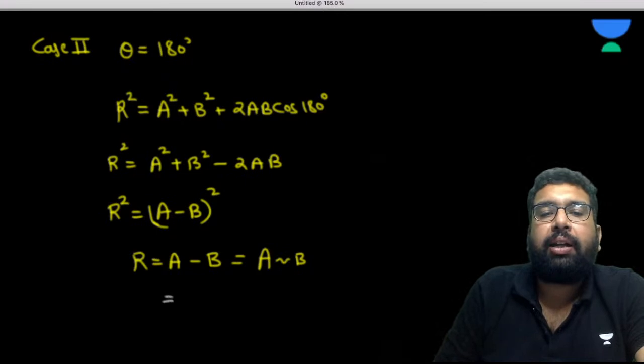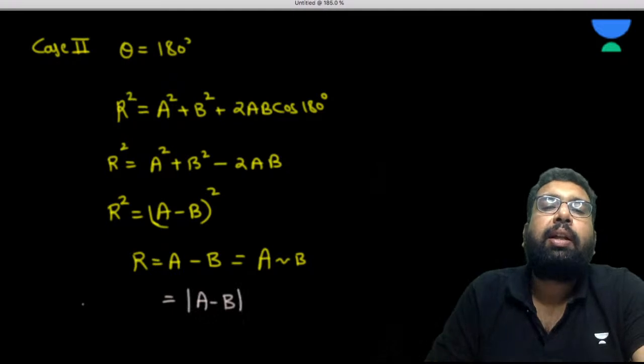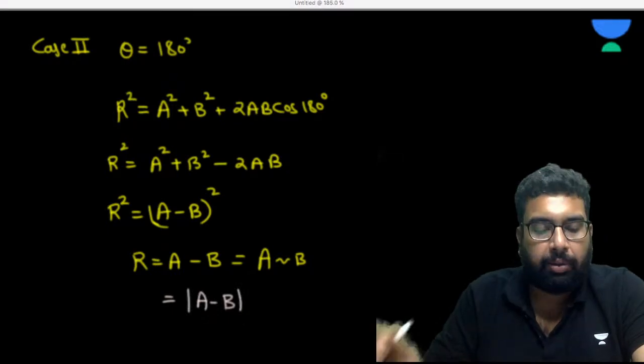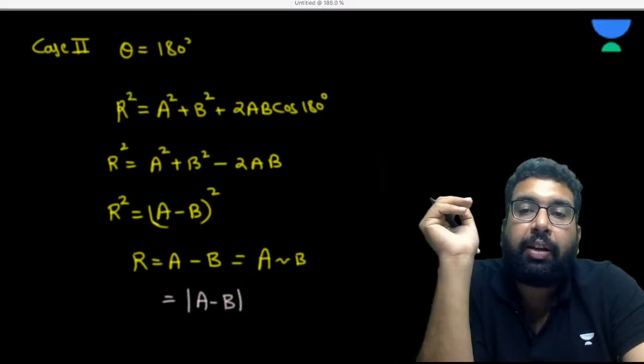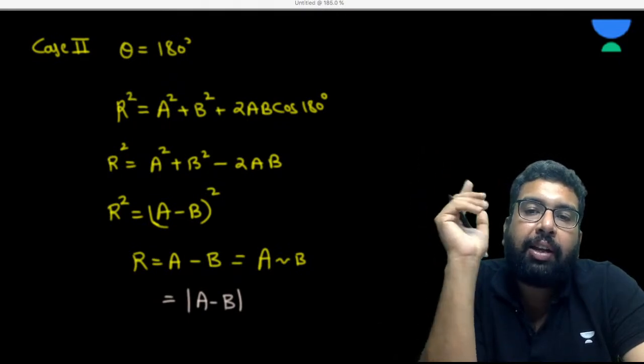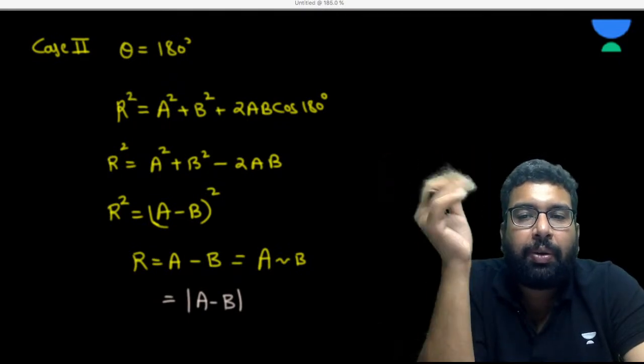We can write this as in mod. Are you getting my point? So basically, we are interested in the magnitude of this difference. Don't think that it is going to be negative. Vector never has negative magnitude.